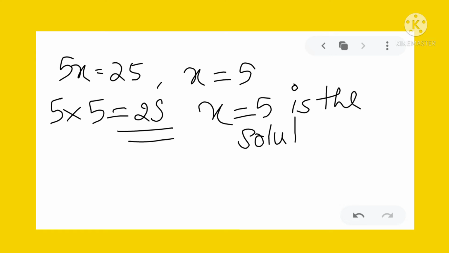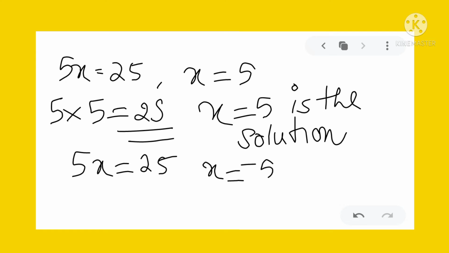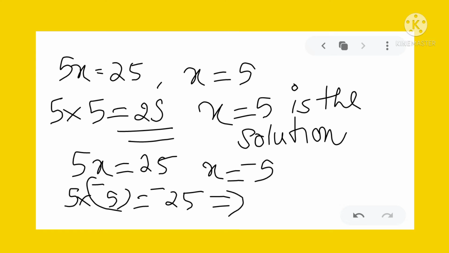The next, 5x equal to 25 when x is equal to negative 5. X is equal to negative 5, what will happen? 5 into negative 5. What is 5 into negative 5? It is negative 25. That means x is equal to negative 5 is not the solution of the equation.